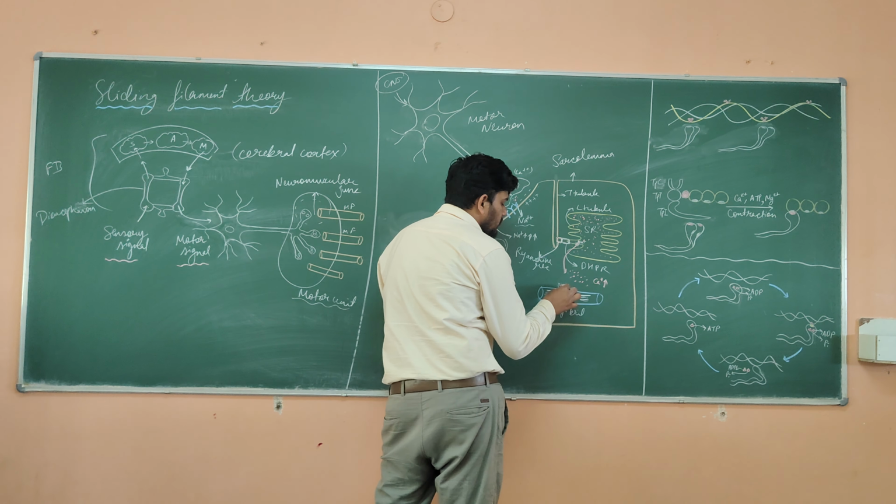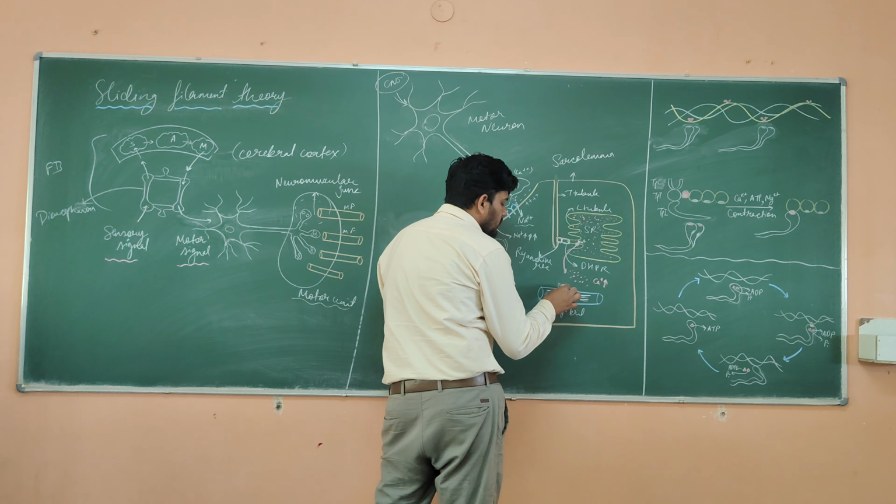If you see this white filament, this is nothing but your actin filament, and here we have the myosin filament. The yellow thing which you can see, student, is your tropomyosin. This is the regulatory protein for us. This red thing which you have seen is troponin.